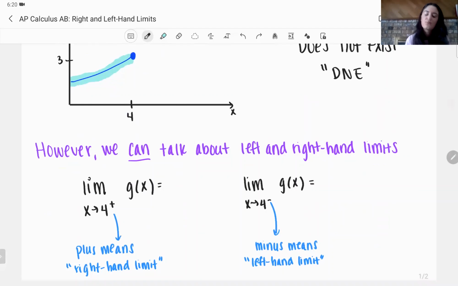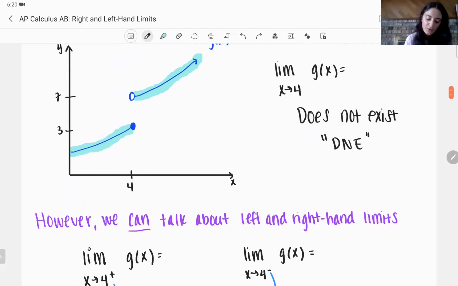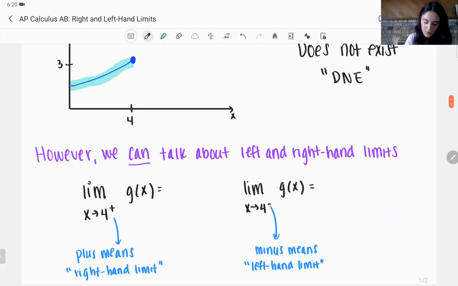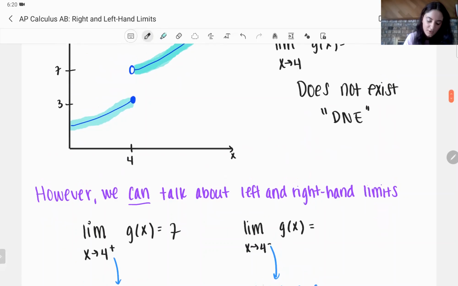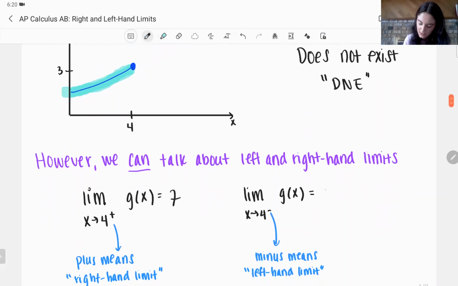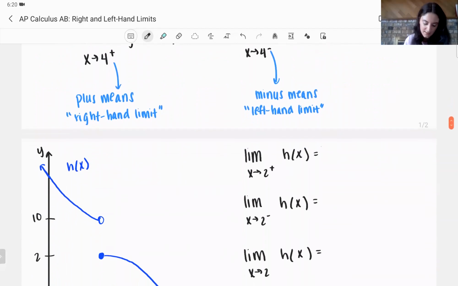So let's try to figure out what the right-hand limit is. As we approached our curve from the right, it looks like our y values were approaching 7. So that is going to be our right-hand limit. And then as we trace our curve from the left, it looked like our y values were approaching 3. So that is going to be our left-hand limit. So even though we didn't have this overall limit, it didn't exist, we can still talk about these left and right hand limits. So let's do another example.